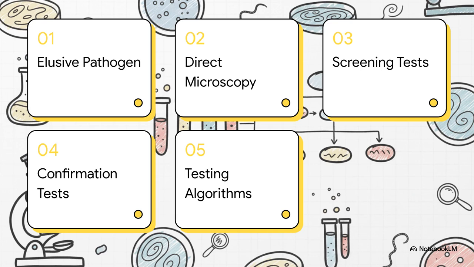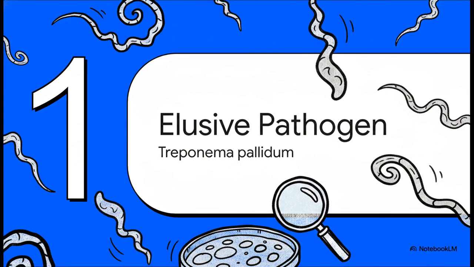All right, here's our game plan for today's explainer. We'll start with the elusive pathogen itself, look at direct microscopy visual clues, then move into non-treponemal screening tests, followed by treponemal confirmation tests, and wrap it all up with syphilis testing algorithms. Okay, let's dive right into Section 1, the elusive pathogen.